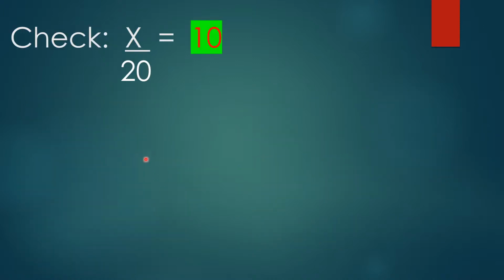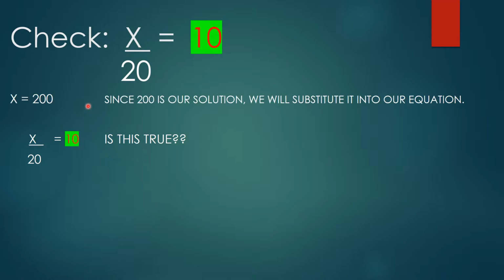Now that we found our solution, we need to check to make sure that we did our work correctly. So here's our original equation. X divided by 20 equals 10. So we ask ourselves, is this a true equation? Well, we don't know yet. We need to do a little bit of calculating. So what we're going to do is, we're going to take our solution. Here's our solution, x equals 200. And what I'm going to do now is I'm going to substitute that 200 in for x.